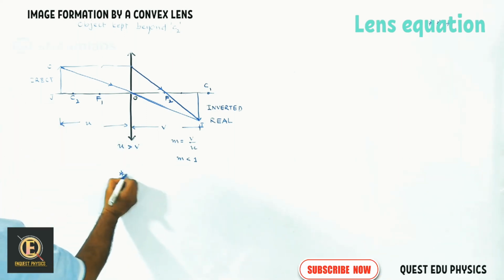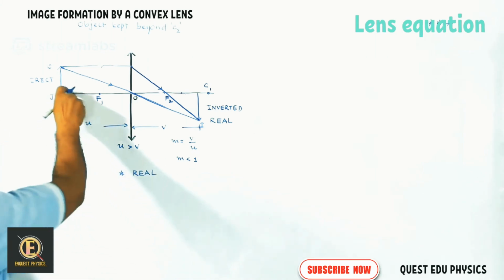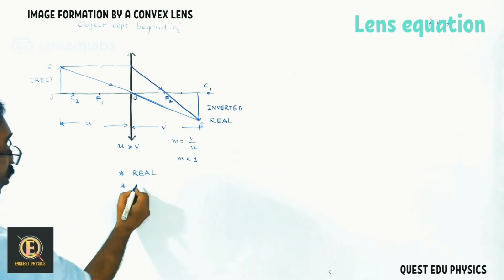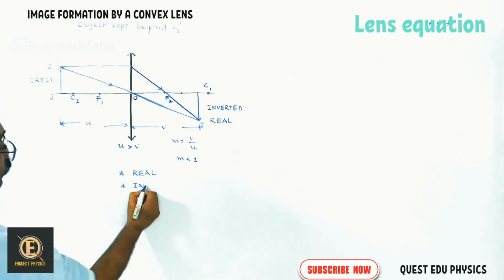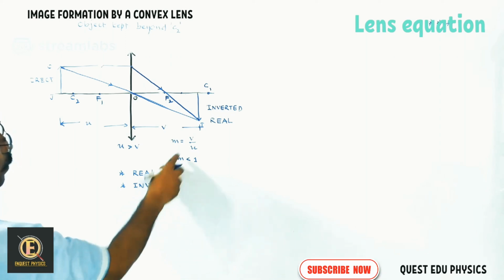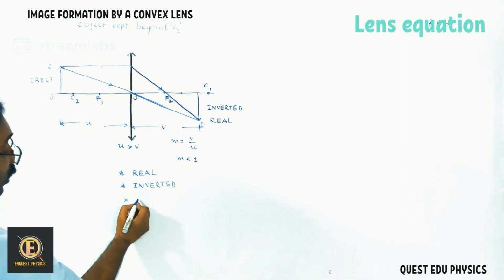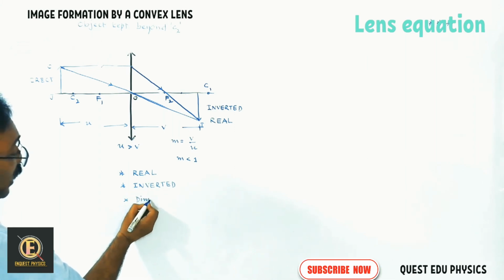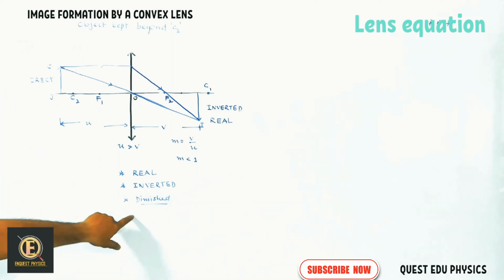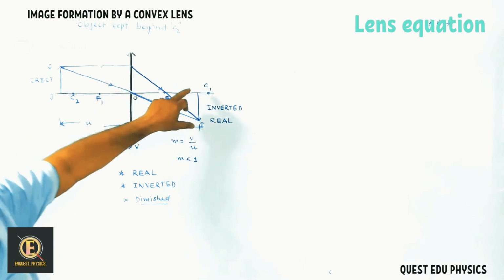See this? I told you it is real, can be taken on the screen, and the head is upside down, and it is inverted, and magnification is less than 1. Means what? It is smaller in size, or simply you can say diminished, very small when compared to the object. Here is the image characteristic, students.